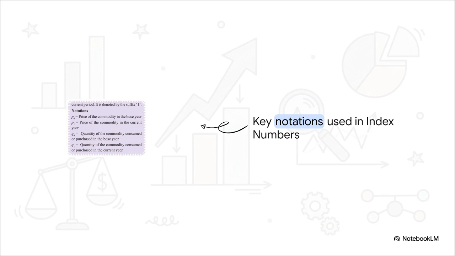Before we actually start crunching the numbers, you've got to know the key notations. It's kind of like a secret code, but it's really straightforward. We use suffixes to tell our years apart. The suffix 0 is our base year. Think of it as our starting line in the past. The suffix 1 is our current year, the one we're looking at right now. So a lowercase p0 is the price in the base year, while p1 is the price in the current year. Same goes for quantity. Q0 is base year volume and Q1 is current year volume. Keep those in your back pocket.